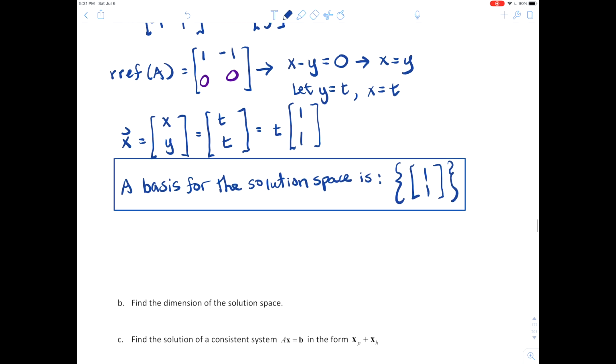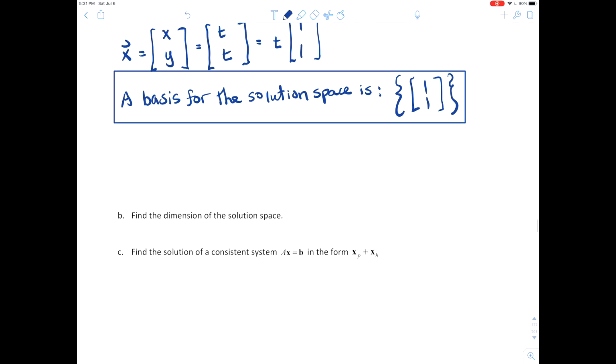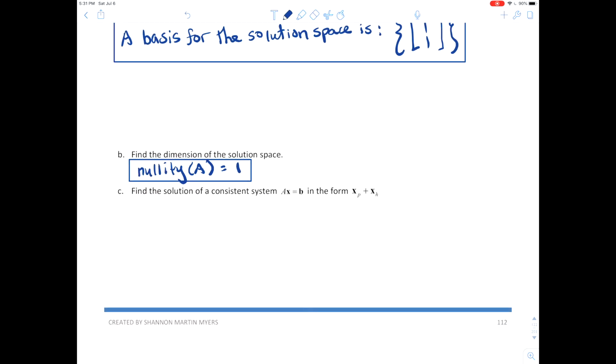Okay, so next up, find the dimension of the solution space. Well, there's one vector in a basis for the solution space, so this is really the nullity of A, right? Because we had a homogeneous system, and that's going to equal 1. Okay. Find the solution of a consistent system, A times x equal to the vector b, in the form of x particular plus x homogeneous, right? So here, well, how could we look at this?